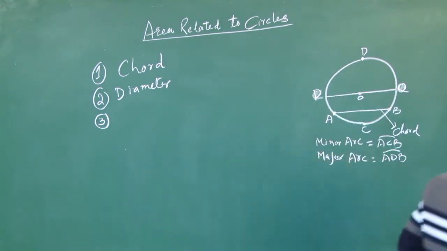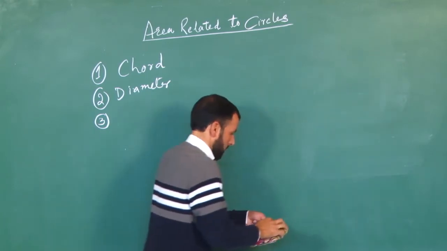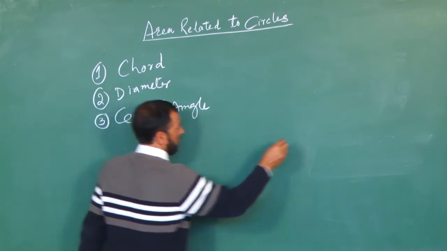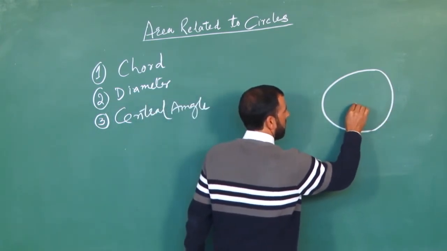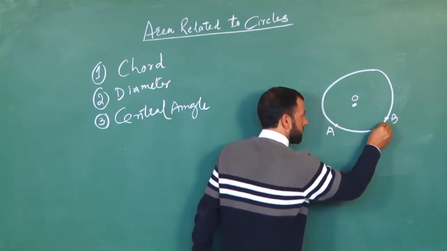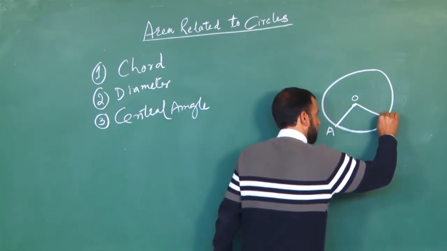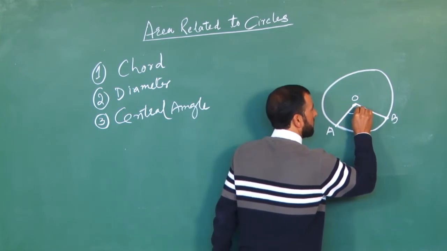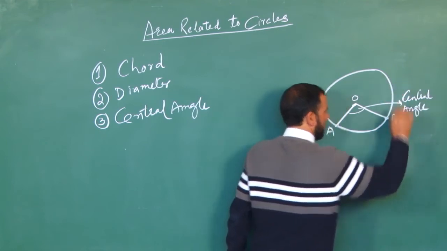Let us draw another circle of radius R. Now the third point we are discussing here is the central angle. We draw a circle here, and this one is the center of this circle, and we call the center O. If we take two points A and B, then AB is an arc here. Its subtended angle at the center is formed by joining OA and OB. The central angle subtended by the arc AB at the center is this one. This angle is known as the central angle.